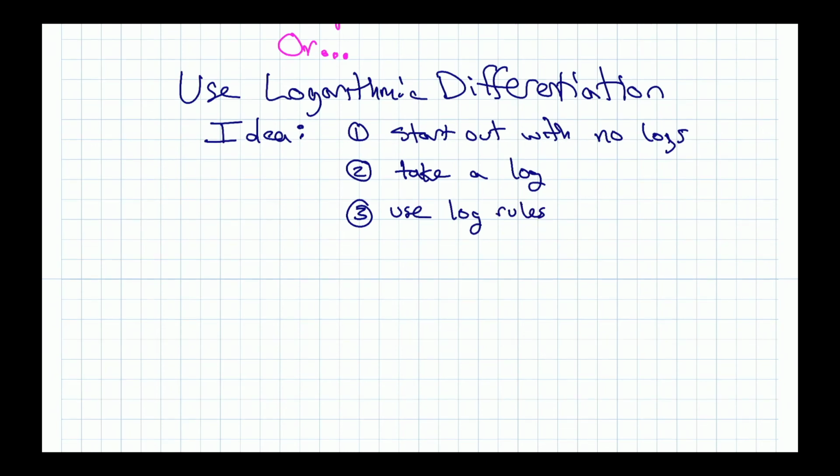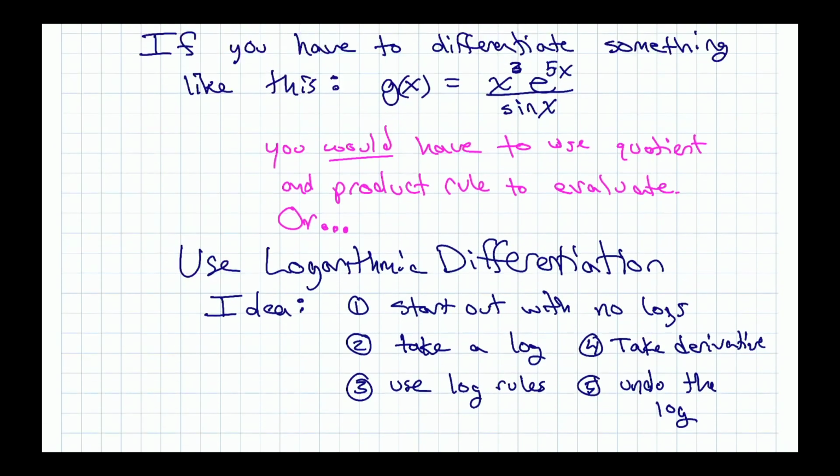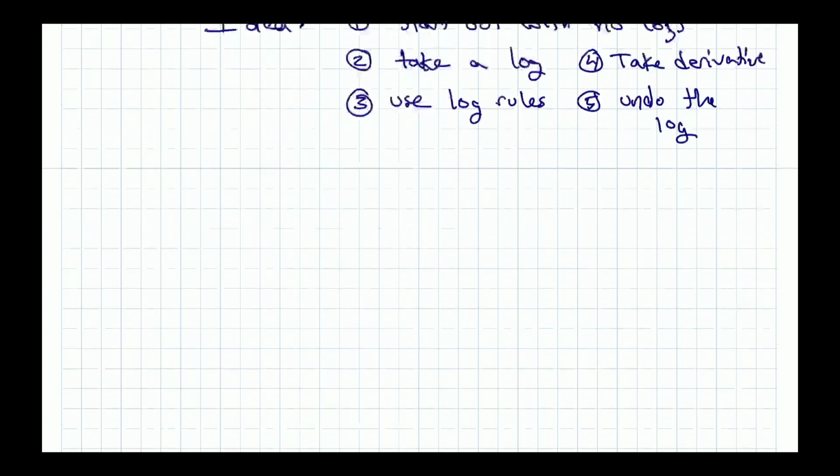I said I was going to write the steps on the next page, but I'm writing them all here. So start out with no logs, take a log, use log rules, take the derivative, and then you undo the log. Okay? That's the basic idea of this whole process. Now, it really doesn't make sense unless you work through an example, so that's what we're going to do. We might as well just do that one that I call g. That one's fine.